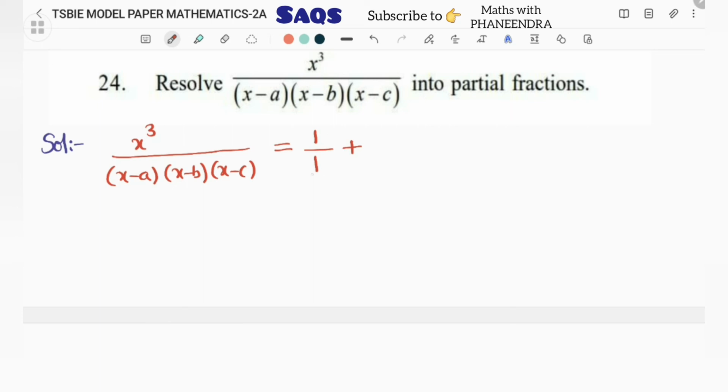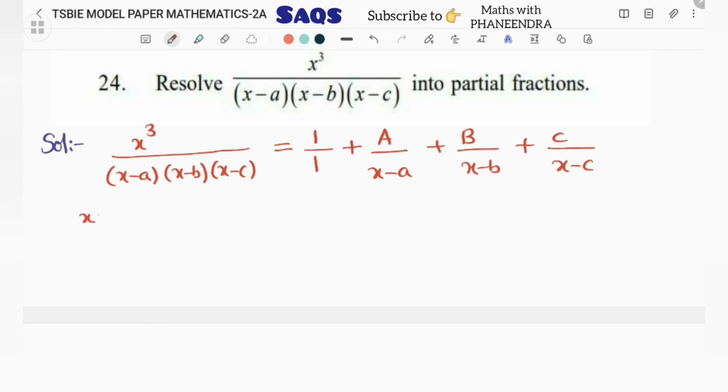After writing 1 by 1, the coefficient of highest power in numerator by denominator, plus the remaining we are treating as partial fractions like linear factors. Capital A by x minus a plus capital B by x minus b plus capital C by x minus c. So that is how to write the partial fractions. I hope you understand now.